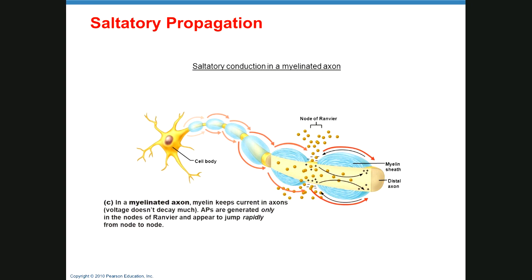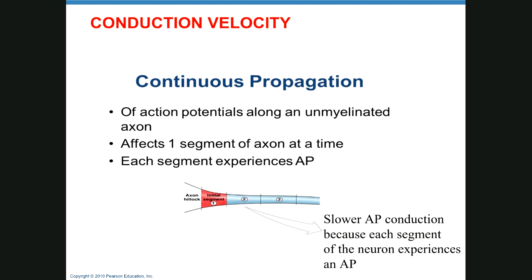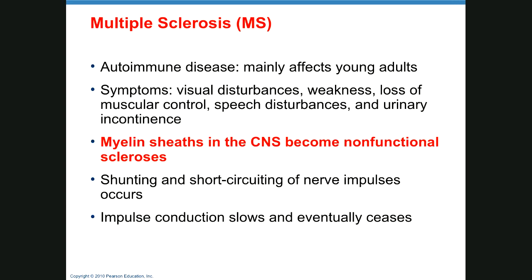Okay, so here again is saltatory propagation, which means jumping, meaning that action potentials only happen at exposed areas of the cell. So the action potential literally jumps from one adjacent place to the next adjacent place. So continuous propagation is slower, and saltatory propagation is much faster.